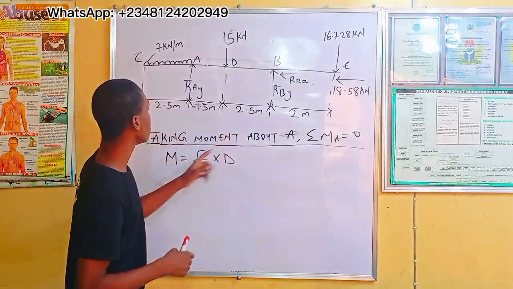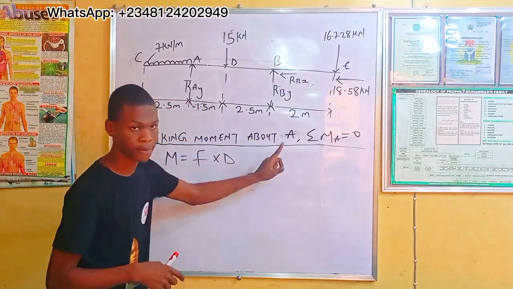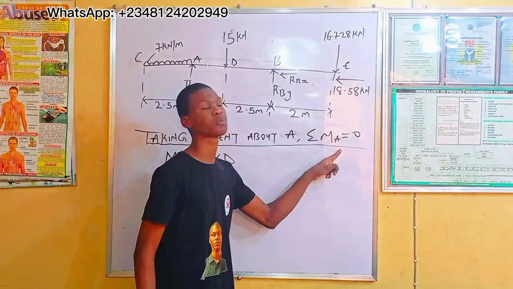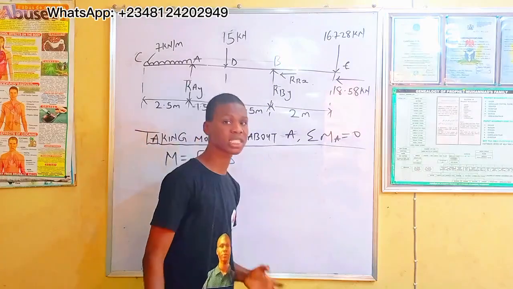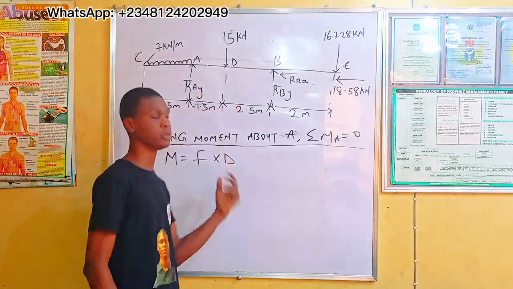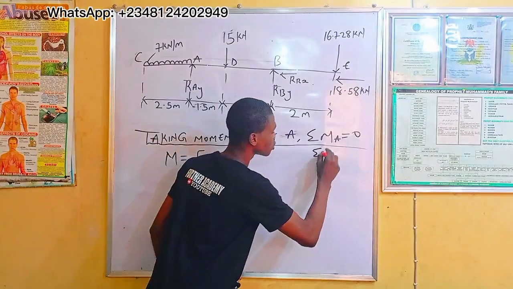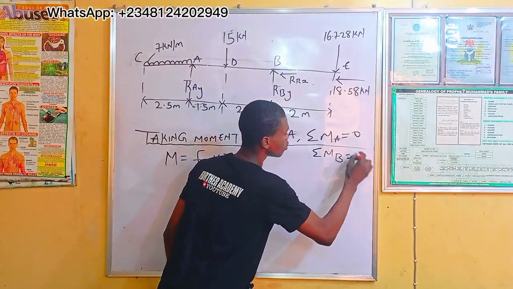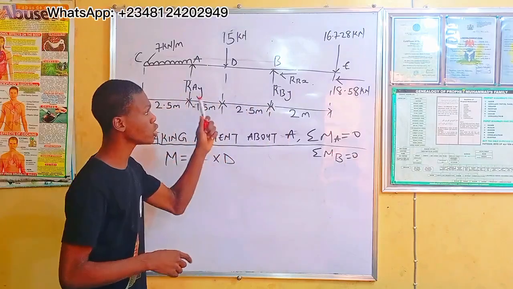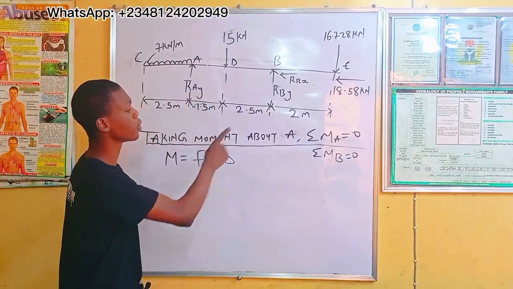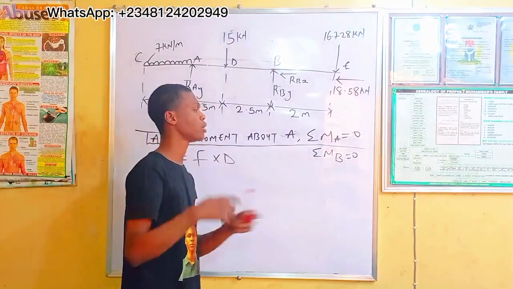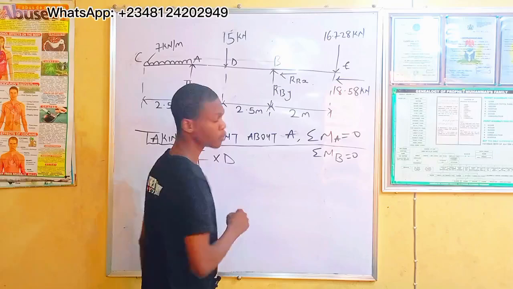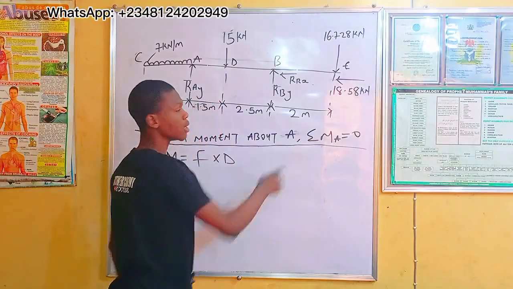So from here, I'll be taking moment about point A. When you are taking moment about point A, summation of moment about point A equals 0. What if I'm taking moment about point B? It becomes summation of moment about point B equals 0. But for this question, I'll be taking moment about point A. You can use the same idea to take moment about point B. You will definitely get the same thing. Alright, moving on.